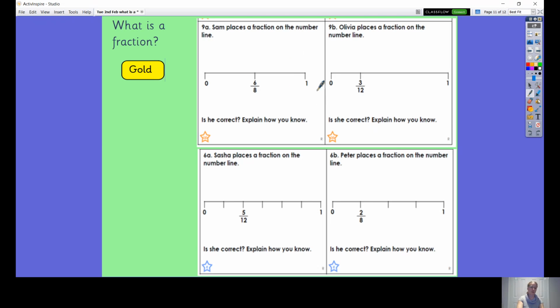You might need to draw those out in your book to try and work out if he's drawn it in the right place. If we look at this one, for example, he's drawn that exactly halfway, I think, from what I can see. So he's drawn 6/8 halfway along the number line. Well, if you think about what half of 8 is, I think half of 8 is 4, so it should be 4/8 there. So for this one, I would say Sam is not correct, because 4/8 goes there, exactly halfway, and 6/8 would be a bit further up here. And you do the same for the other children on the other questions. Okay, so pause here and have a try at those.